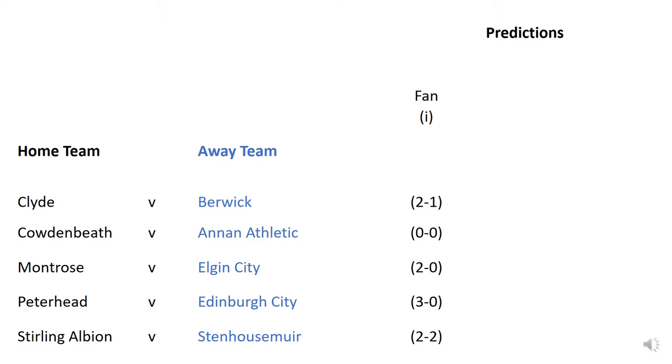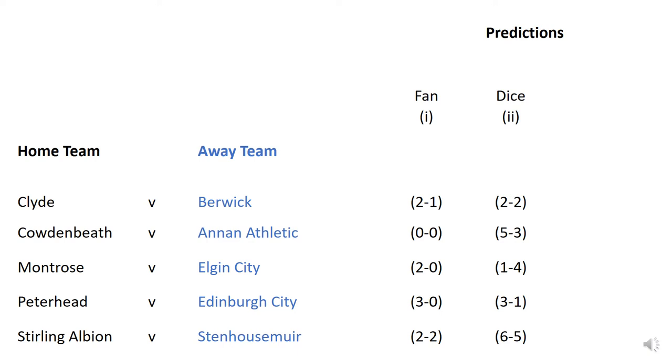Here are his predictions. He thought that Clyde versus Berwick would end 2-1, Cowdenbeath versus Annan Athletic would end 0-0, Montrose versus Elgin would end 2-0, Peterhead versus Edinburgh City would end 3-0, and Stirling Albion versus Stenhousemuir would be a 2-2 draw.